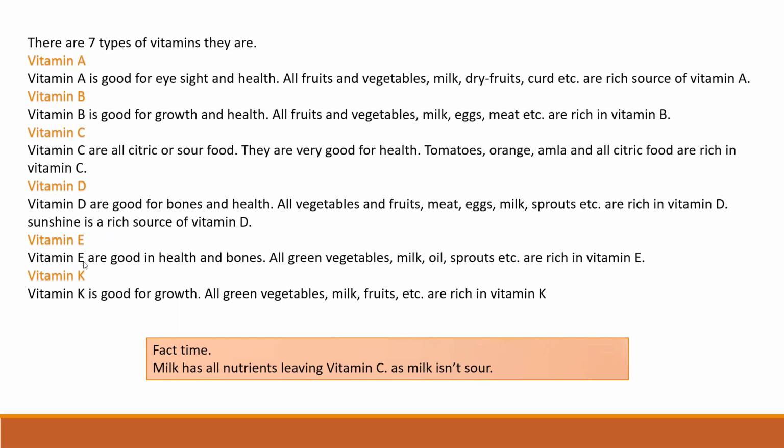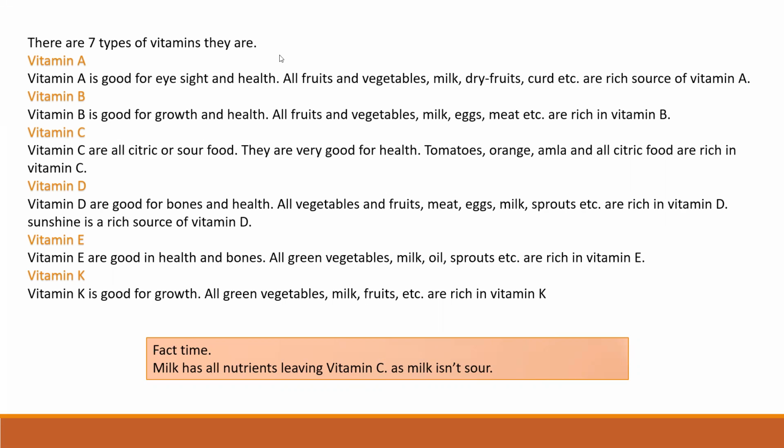Vitamin A is good for health and bones. All green vegetables, milk, oil, sprouts, etc. are rich in vitamin E. Vitamin K is good for growth. All green vegetables, milk, fruits, etc. are rich in vitamin K.